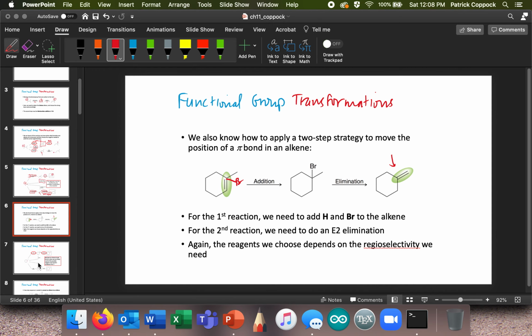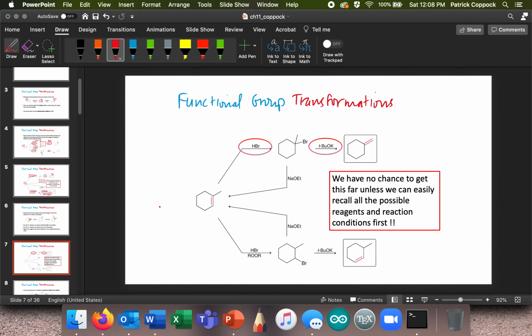So let's think about the ways we know to do that. Simply adding HBr puts the bromine in the more substituted position, and then a big bulky base gives us a Hofmann elimination. If we come from here and we go with a small strong base, then we're going to go back to the more substituted double bond, right?